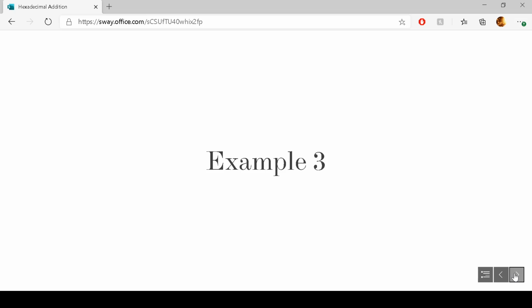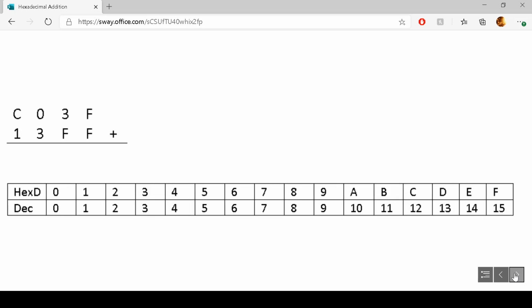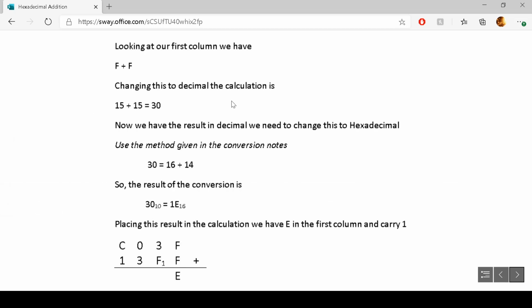So I'm going to move on to example 3. Example 3 is a little bit bigger. We have C03F add 13FF, and you can see the conversion table is given there. In our first column, we have F plus F. The value of F is 15, so that would be 15 plus 15 equals 30.